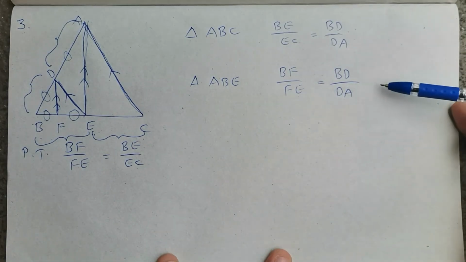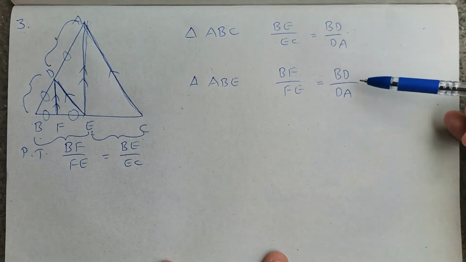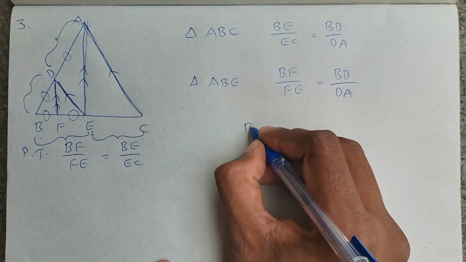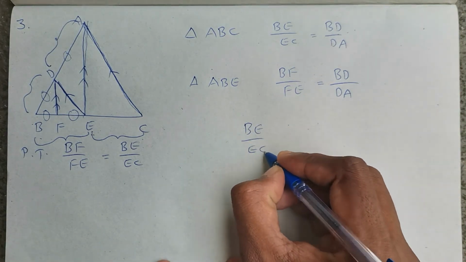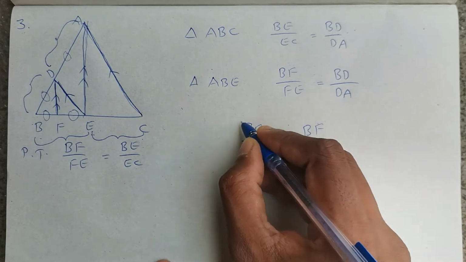From these two conditions we can conclude one thing, that is here BD by DA, here BD by DA, so obviously these two are equal to each other. So BE by EC is equal to BF by FE.